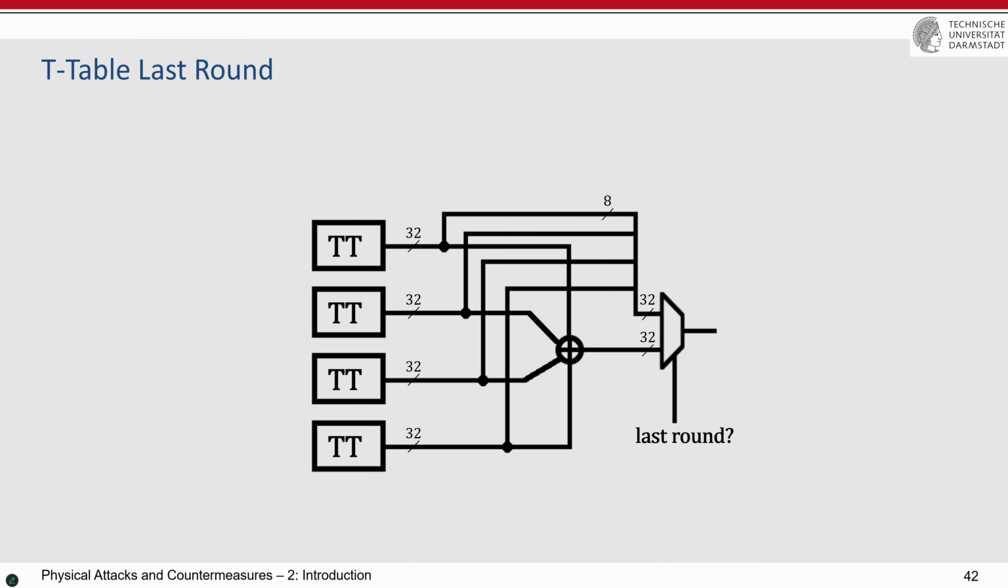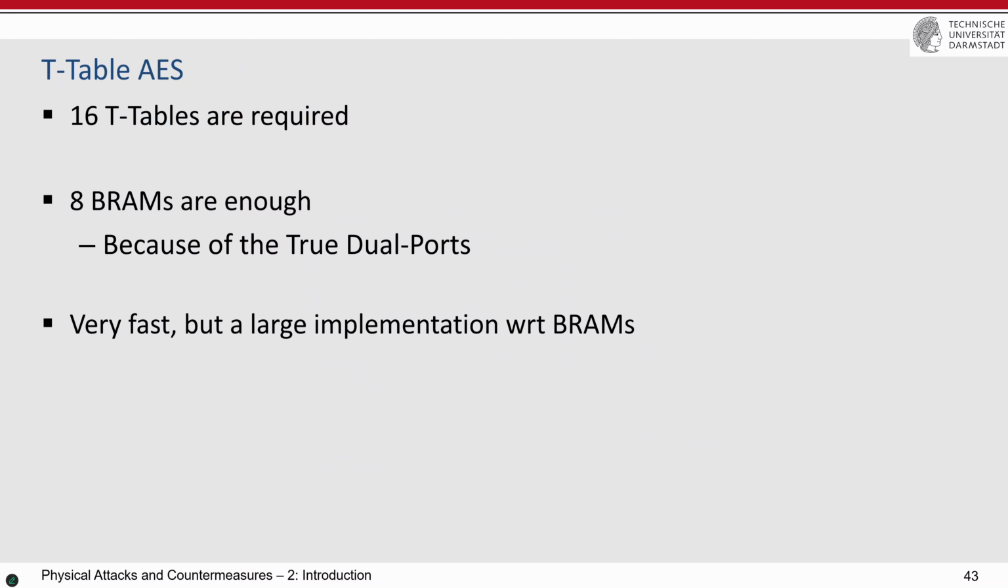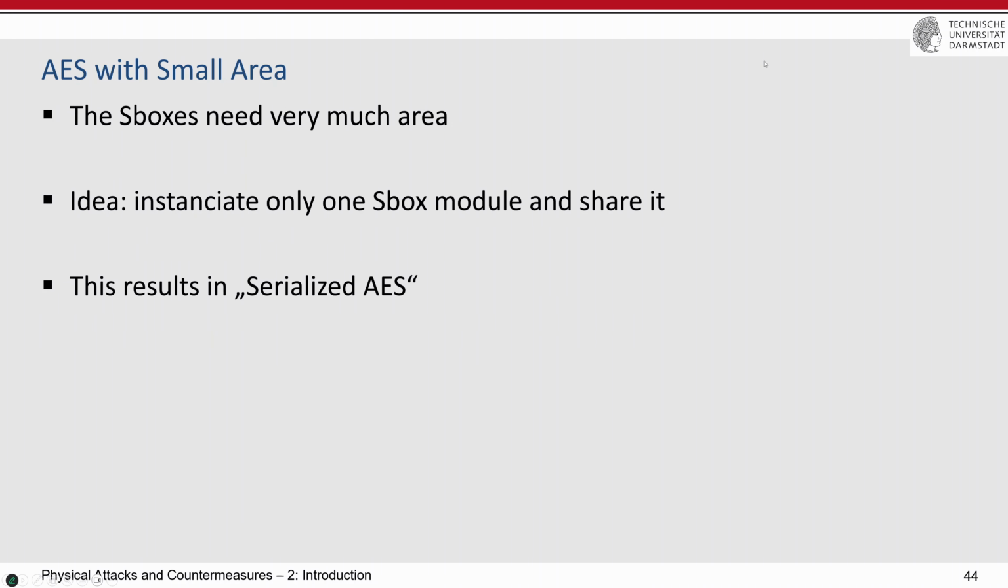There is just information about the last round of the T-table, because the last round is a bit different to the other rounds, because the same XOR cannot be performed. You need to have the SBox output. As I explained, we have true dual port for the BRAM, and then you need all 16 T-tables, and 8 block RAMs are actually enough for this.